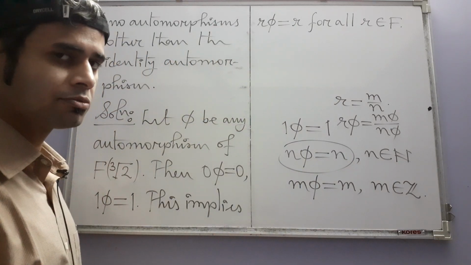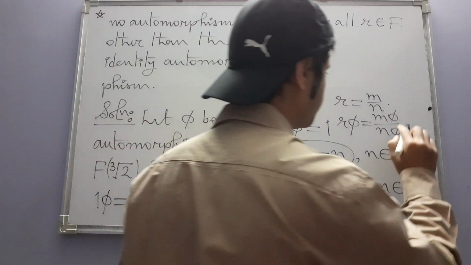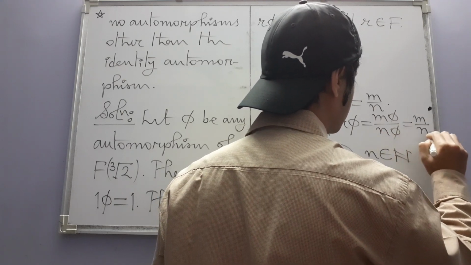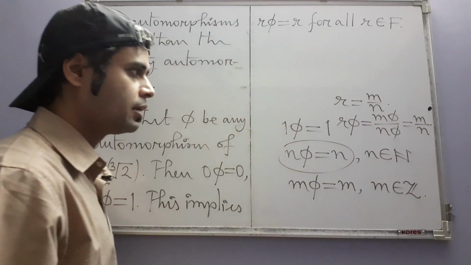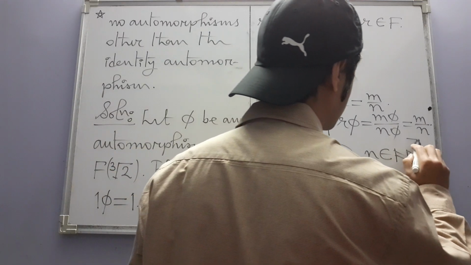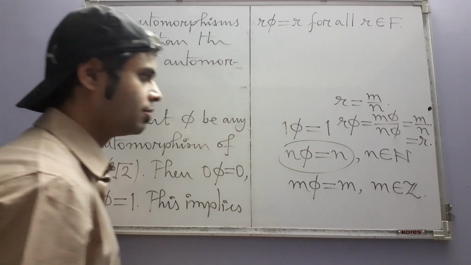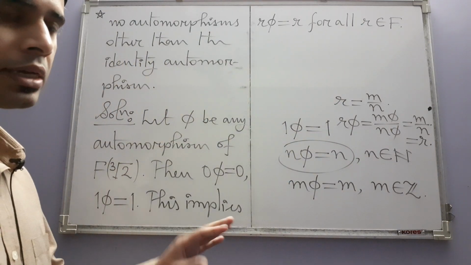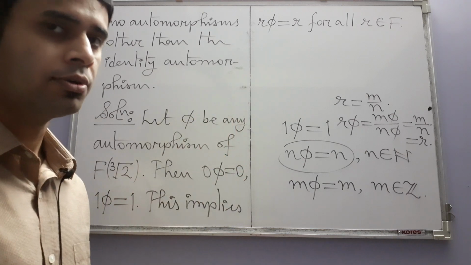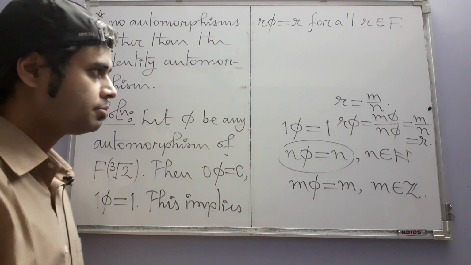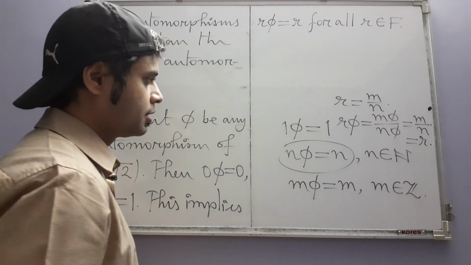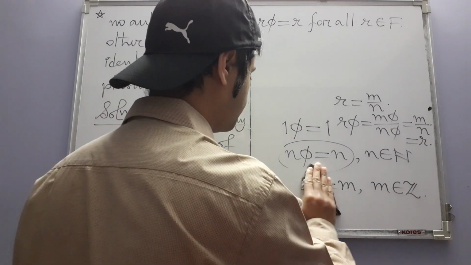So this follows from the fact that phi is a field automorphism and phi fixes all the integers, so neither m nor n changes under phi. That means we get back r. So that's how phi fixes every rational number. This is extremely straightforward, so we can just simply conclude like this directly. Okay, so it turns out that phi fixes all rational numbers.